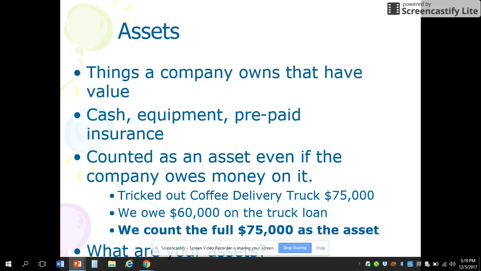So, prompting here, what are some assets that you own? What are things that you own that actually have value? Even if your parents bought it for you, that's okay. List those in the Ed Puzzle question.